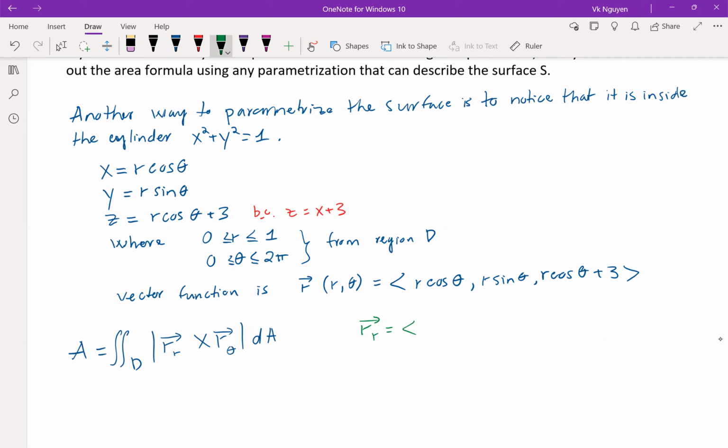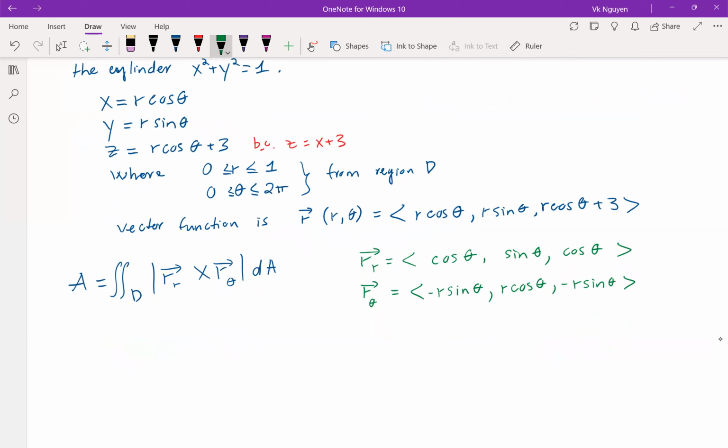Okay. Partial derivative with respect to the radius r: cosine theta, sine theta, 0. Partial derivative with respect to the angle theta: negative r sine theta, r cosine theta, 0. And then you got to do the cross product, r_r cross r_theta.